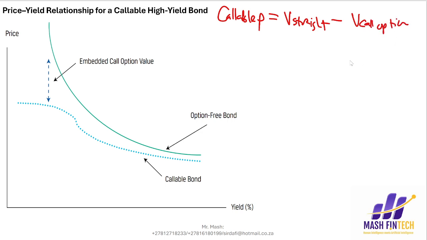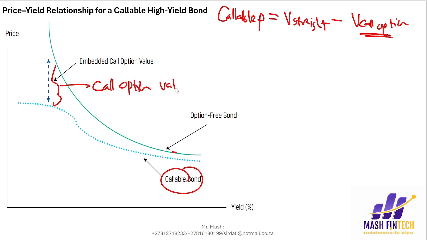Which means that because of the value of the call option, you're always going to have the value of the option free bond on top of the value of the callable bond. To get the value of the callable bond, you have to take this option free bond and subtract this call option, where this is the call option value. All right.